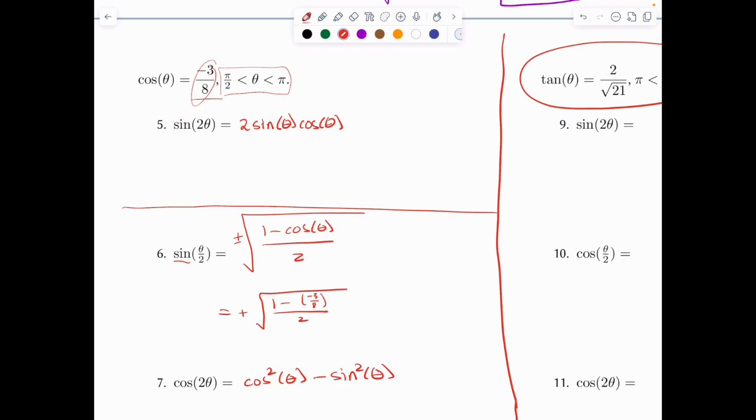We can clean this up a bit. So that's going to be the square root of, I'm going to multiply the top and bottom of this fraction by 8. And so when you distribute that 8, I get 8 there. The double negative becomes positive, and 3 there. And then 2 times 8 is 16. And that's going to be the square root of 11 over 4.